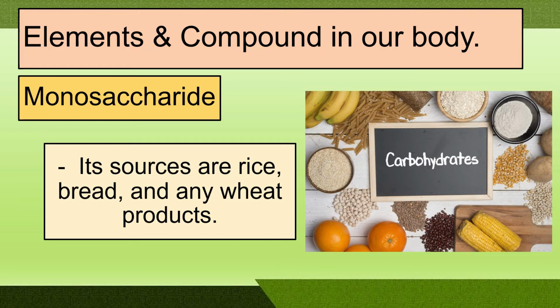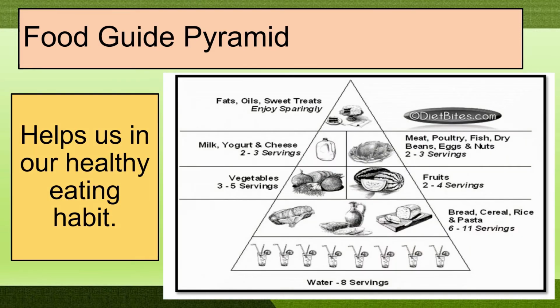Our body needs a lot of elements and compounds to perform its duty properly. So it is very important to have a healthy diet. You can read further servings in the food guide pyramid. It helps us to determine which food we should eat more and avoid the unhealthy ones.